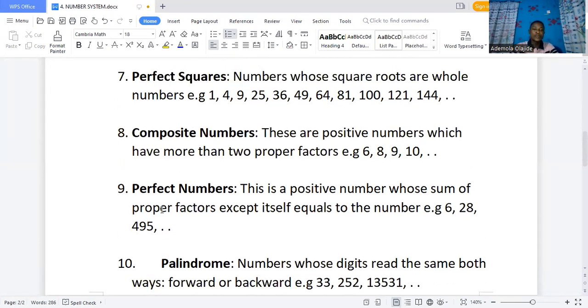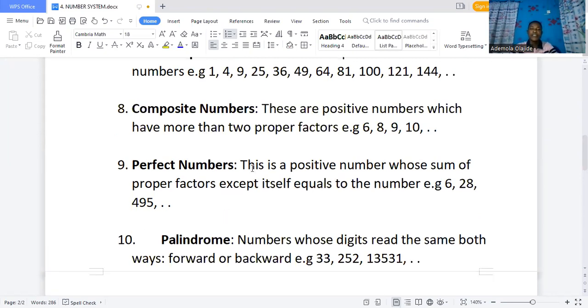Then there's a difference between perfect square and perfect number. Here I say perfect number. This is a positive number whose sum of proper factors equals the number. Since I say sum of its proper factors, you know that once we talk about proper factors, the number itself is not there. But let's still accommodate it: except itself, equals the number.